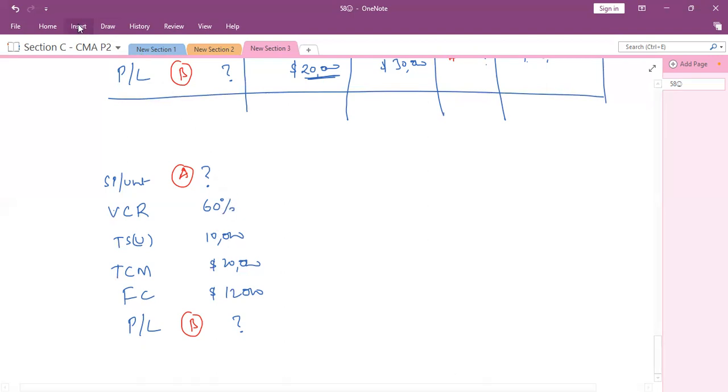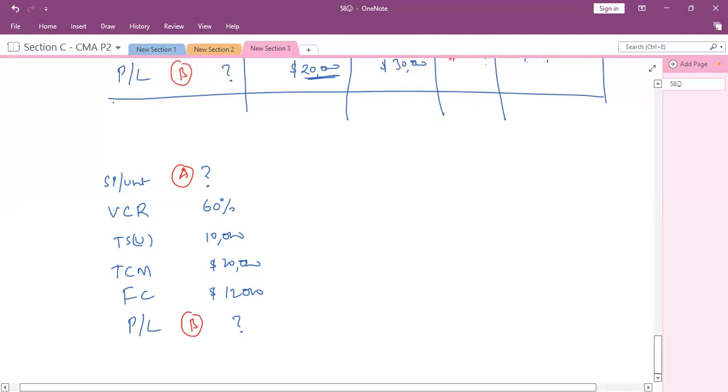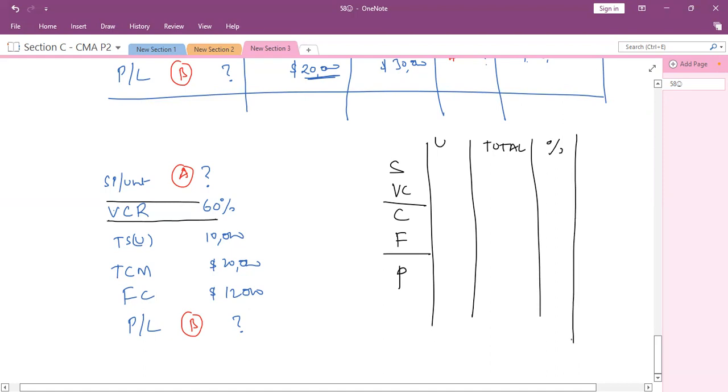Okay, you can use the table method according to me. Table method with percentages. If variable cost is 60%, I'm writing here the table method: selling price, variable cost, contribution, fixed cost, profit. I'm writing per unit, total, and percentage. So selling price per unit is not given, which means this is 100%. Variable cost is given as 60%.